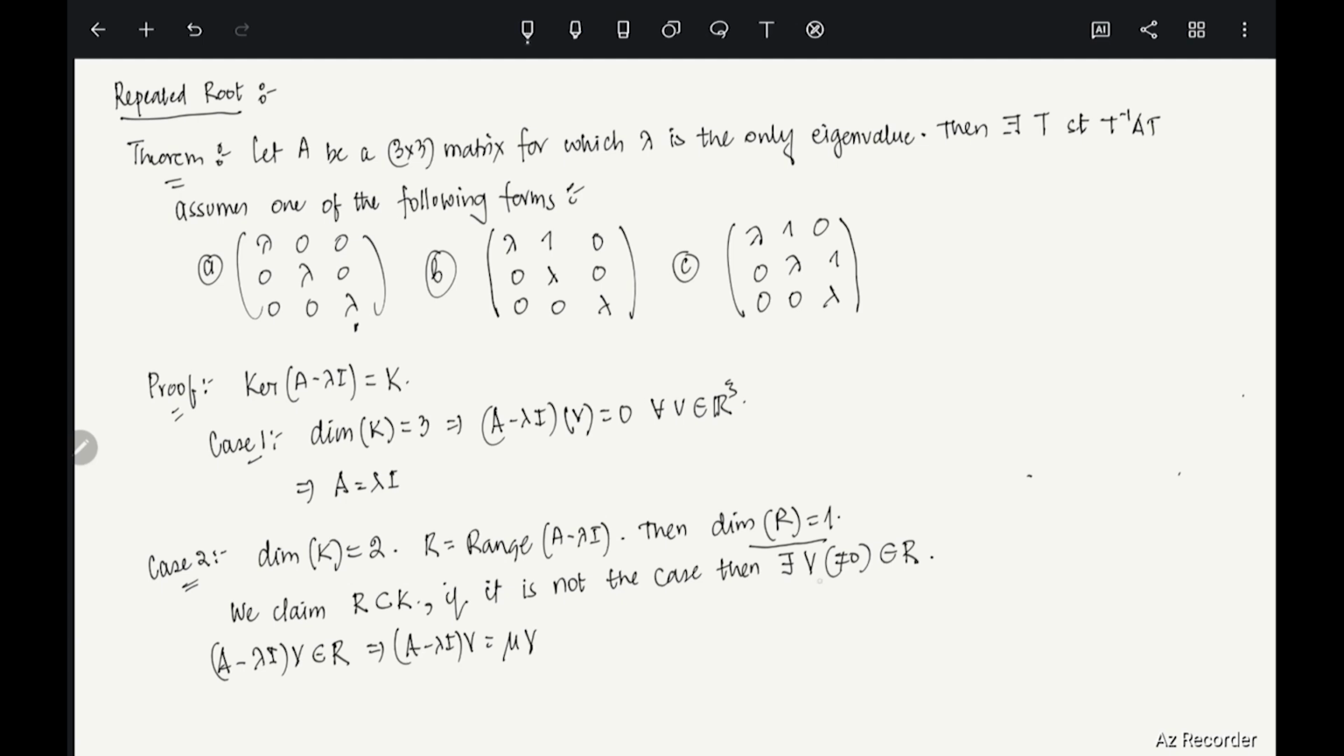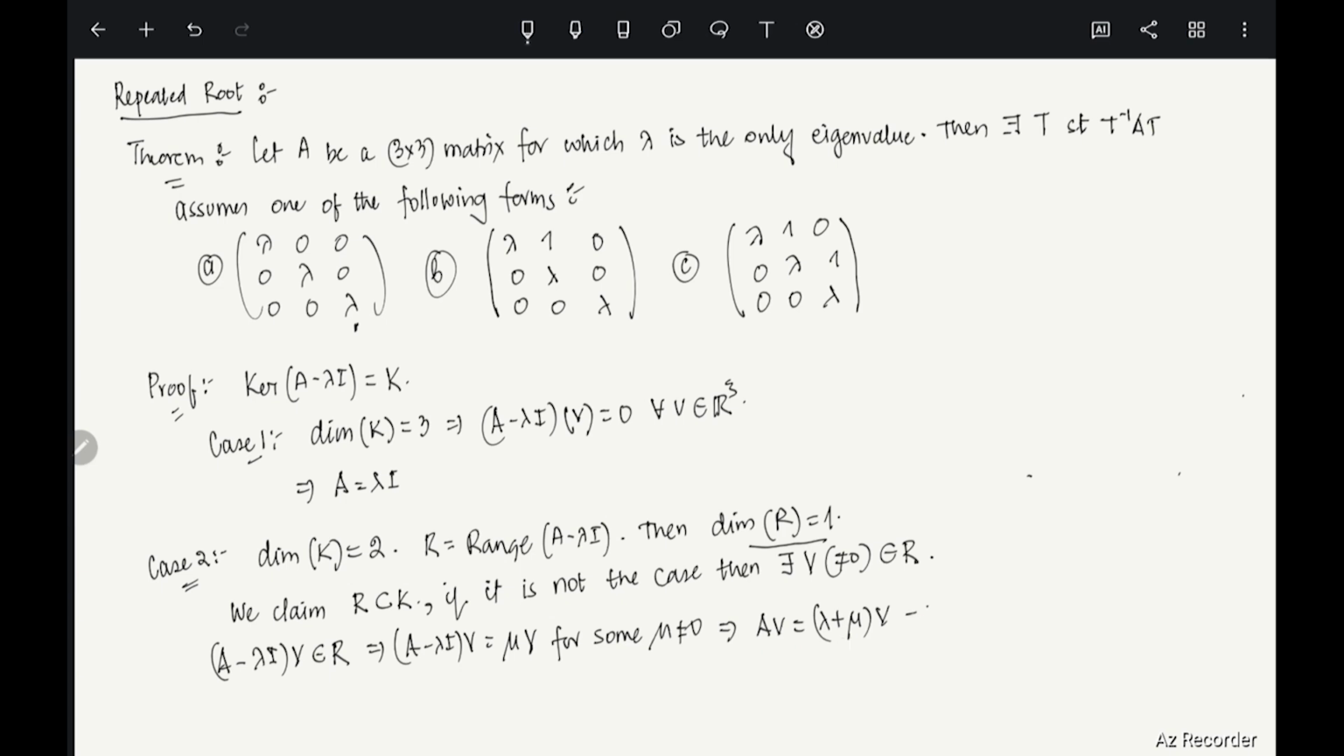See, V is not the zero element in R, and since the dimension of R is 1, we can think of the basis of R as containing just V, because V is non-zero. So I can just write it as mu times V, for some mu non-zero. Then AV will look like lambda plus mu times V. This is nothing but the eigenvalue problem, so we found a new eigenvalue given by lambda plus mu.